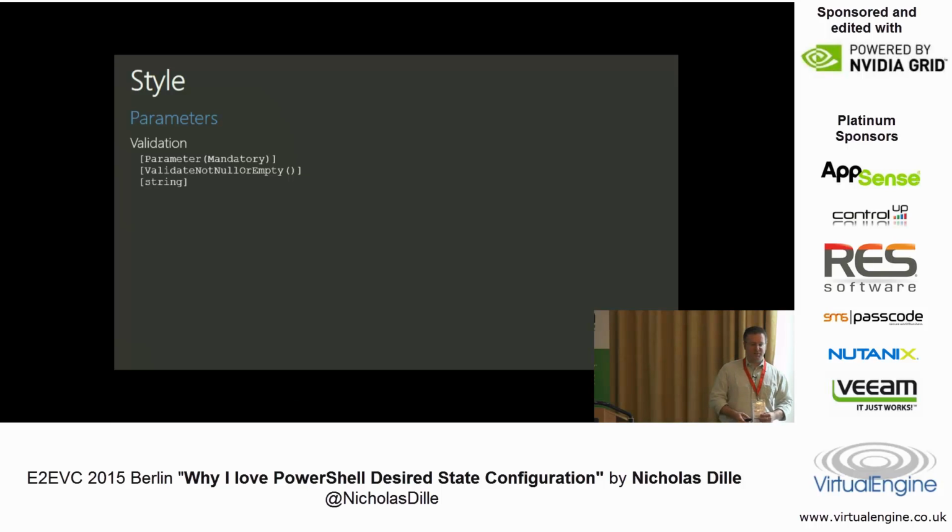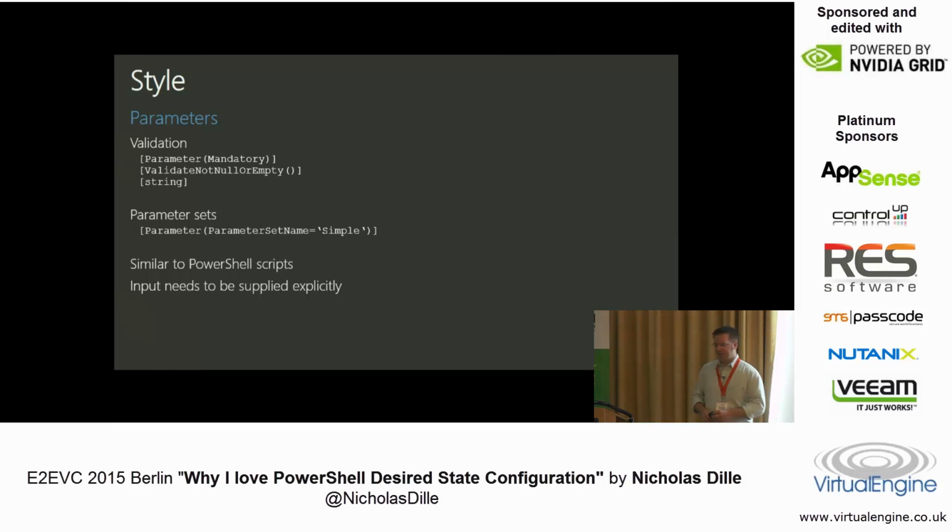So what that gives you is validation that you know from scripts. You can tell a parameter to be mandatory, you can check the validity, you can check the type. You can also use parameter sets. So it looks a lot like a PowerShell function. But what you have to do is supply every parameter explicitly. You have to tell it domain name is this and that. Node name is this and that.